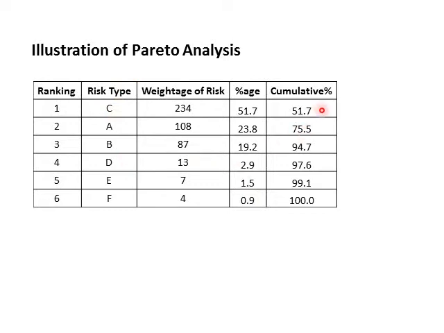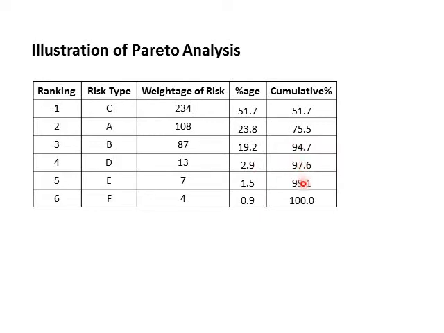The last step is very much important, and you have to find a cumulative percentage. Cumulative percentage means that you have to copy the first percentage here, and if you move to the second percentage, you have to add 51.7 with this 23.8. If you add 51.7 to 23.8, it will come 75.5. If you move down, then you have to add 75.5 to 19.2, which is 94.7. If you go further down, you have to add 94.7 to 2.9, which is 97.6.